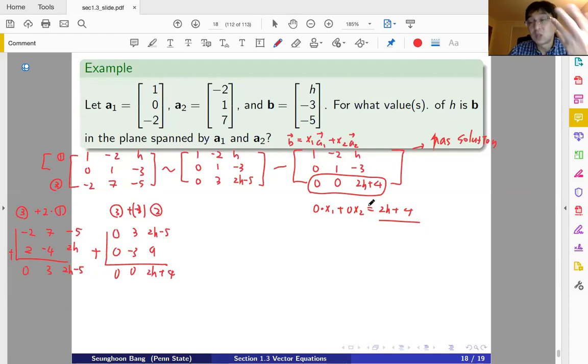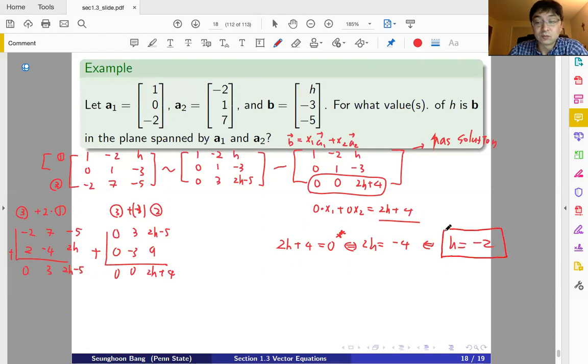Anyway, we have a solution, so 2h plus 4 equals 0. What's h? 2h equals minus 4, divided by 2, so h equals negative 2. This is the answer of this question, right? This is the idea. Next, the last example.